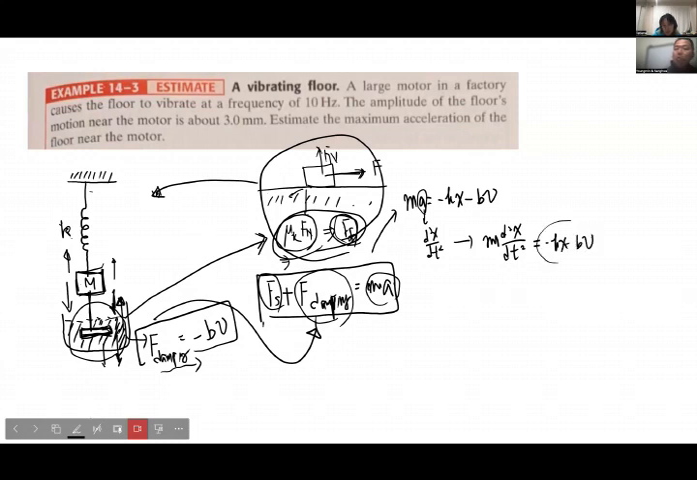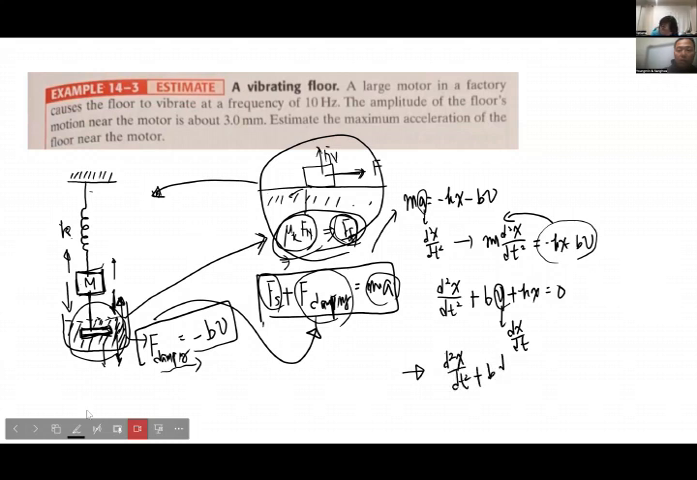If you move these terms to the left hand side and divide by m, then it should be d2x over dt squared plus b over m v plus k over m x equals 0. Here v is also a function of the displacement x, that is dx over dt. So the whole differential equation is d2x over dt squared plus b dx over dt plus kx equals 0.